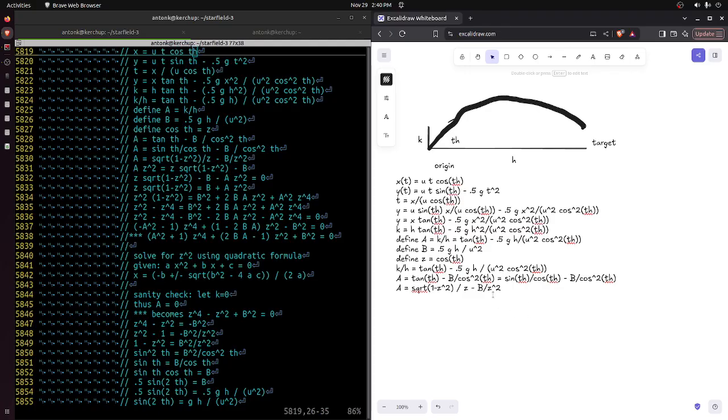Okay, so now we can multiply both sides by z squared. So a times z squared becomes z times square root of 1 minus z squared minus b. So this is this equation here.